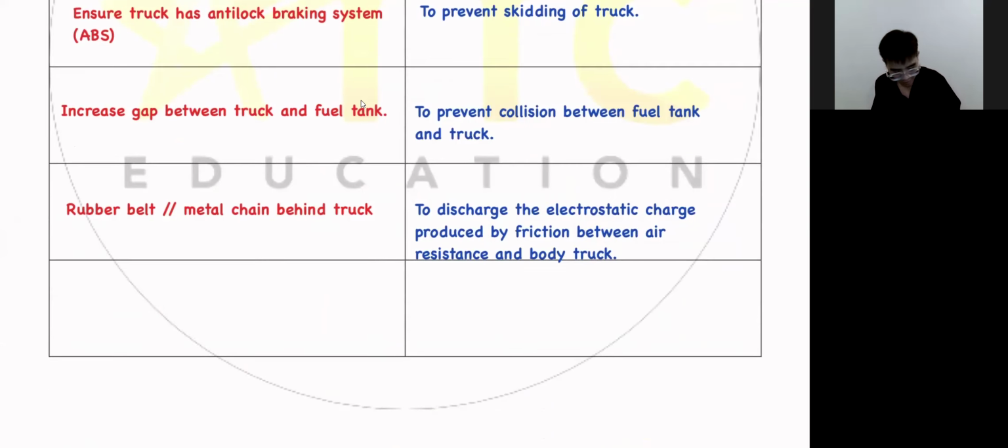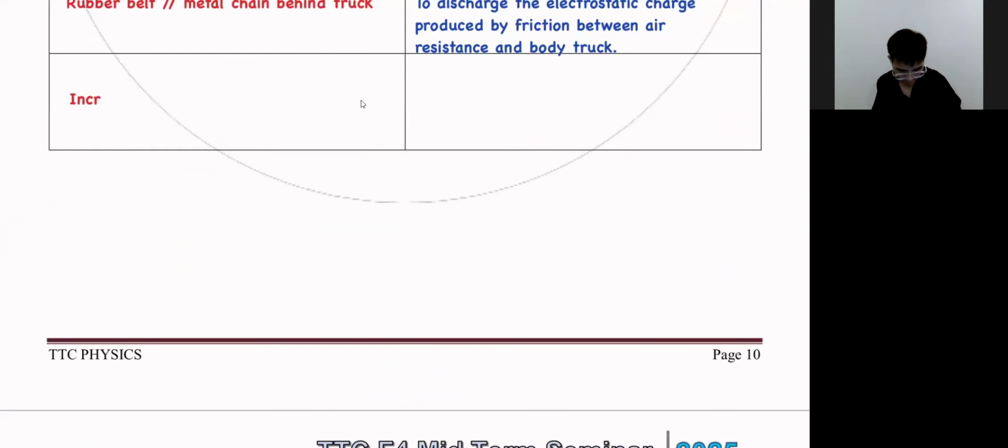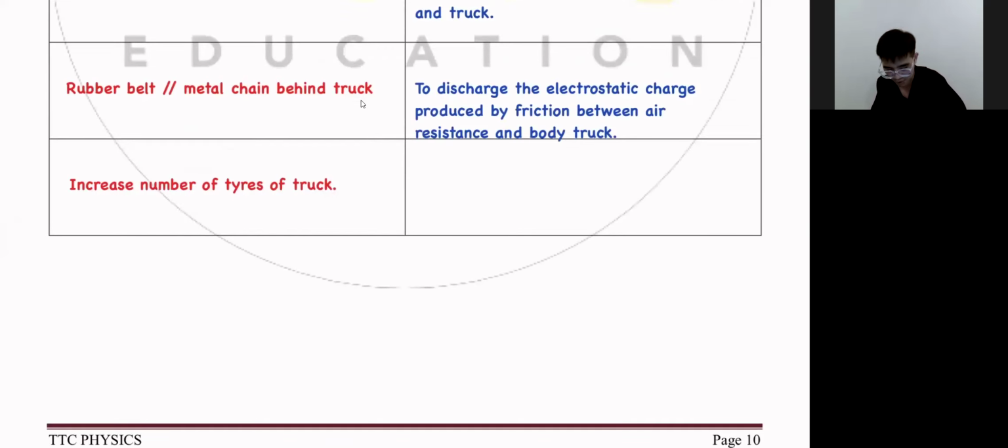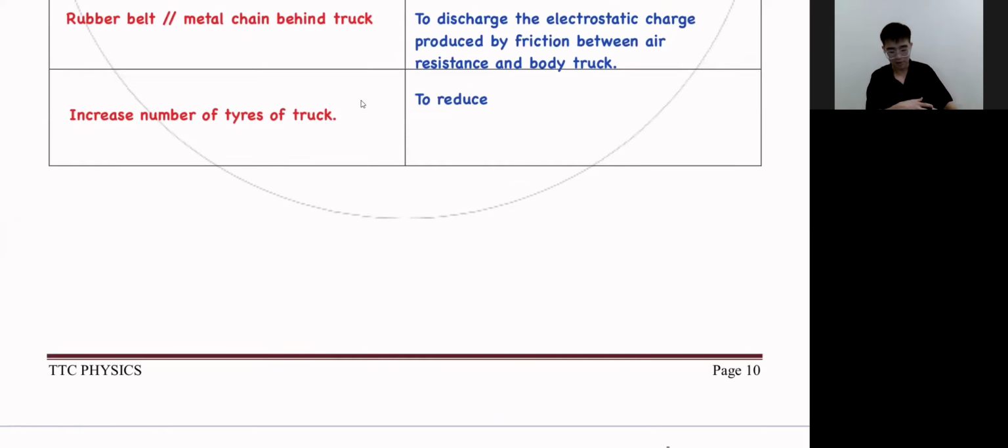So what you can write here is increase the number of tires. If you're able to choose when you're modifying, increase the number of tires of the truck. Why? Like I said, more tires will distribute the weight of the truck, so the pressure of the truck acting on the ground will be lesser. It will also prevent the tires from breaking or bursting easily, because you reduce the pressure of the truck acting on the road. Here you write to reduce: you want to use more tires to reduce the pressure of the truck acting on the road.